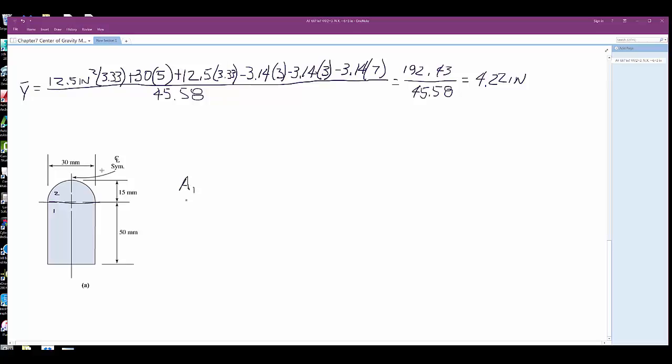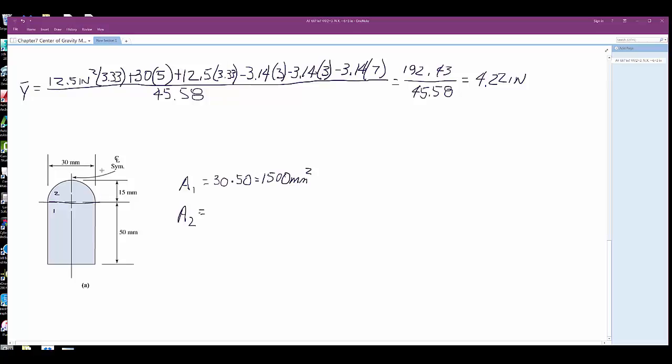The area of 1, the area of 2. So area of 1 is going to be the base times the height. So that's 30 times 50. These are all millimeters. So that's 1,500 square millimeters.